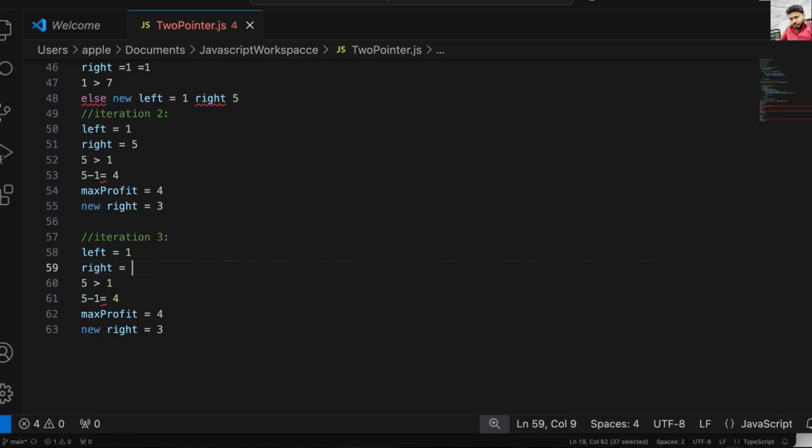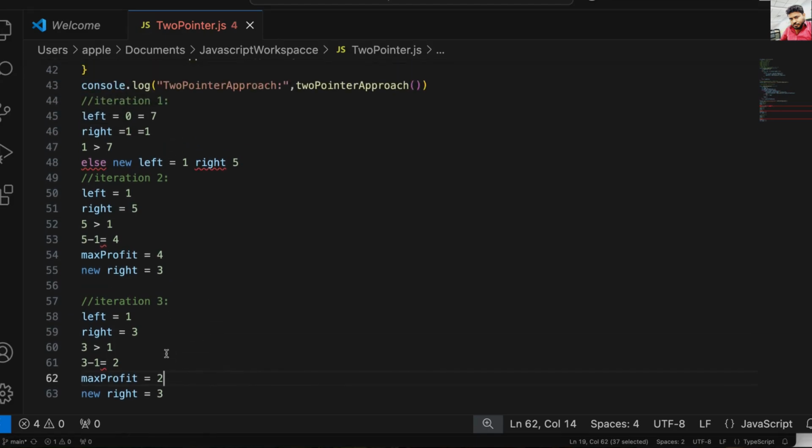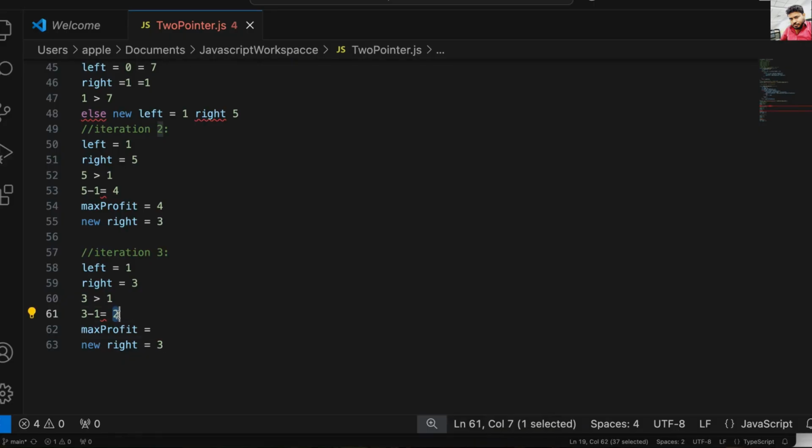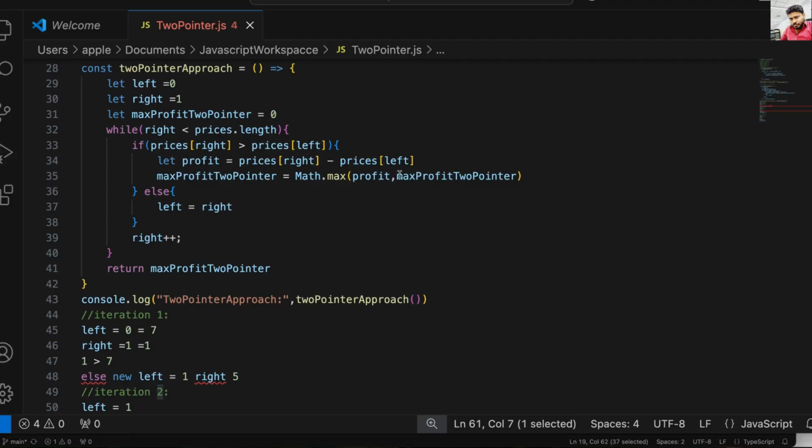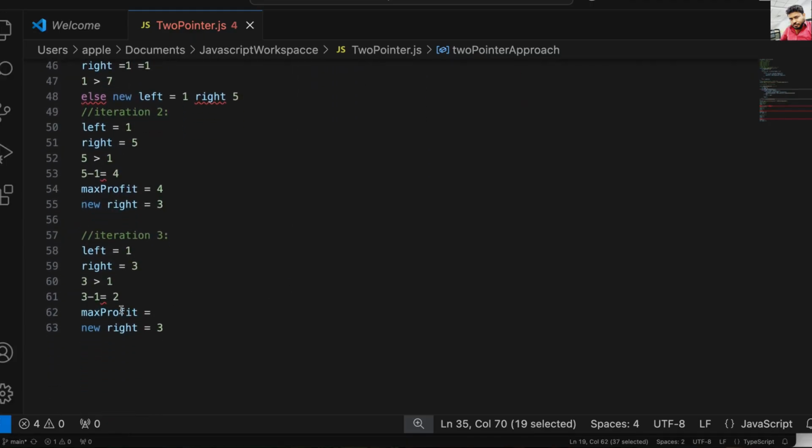Left is the same, 1, and right is 3, and we are going to compare this condition. Here it is also replaced, so it is 2, and then profit will be 2. Sorry, I no need to update the profit because we are comparing which is the max. Already the max profit is 4, so this profit of 2 is lesser. It remains 4 only, it won't change to the new profit.